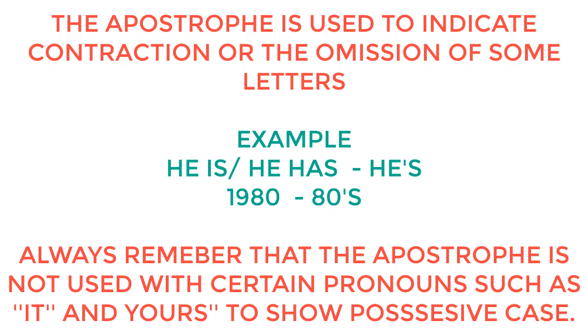The next use of an apostrophe is to indicate the contraction or omission of some letters. Example, he is or he has becomes he's. 1980 becomes '80s. Always remember that the apostrophe is not used with certain pronouns such as it and yours to show possessive case. The correct form to show possession is its without apostrophe and yours without apostrophe.